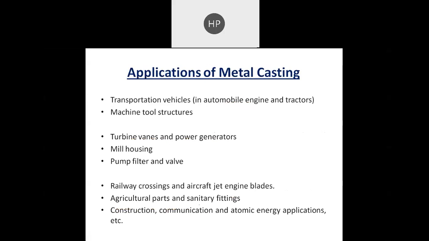Then we have talked about certain applications. It is used in transport vehicles, machine tool structures, turbine vanes, mill housings, pumps, railway crossings, agricultural parts and sanitary fittings, and for construction, communication, and atomic energy applications.